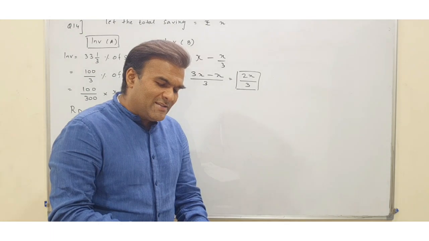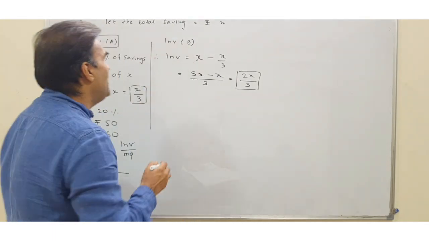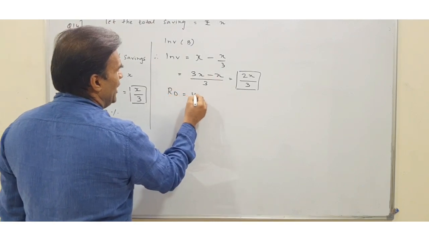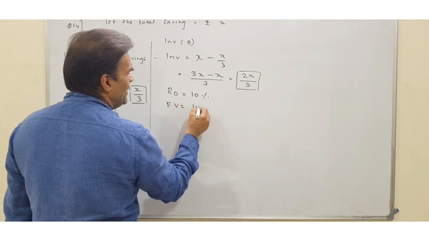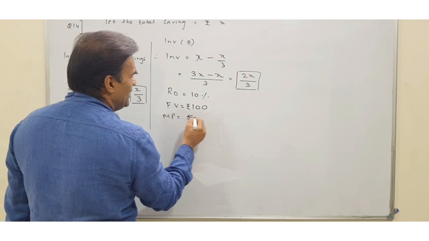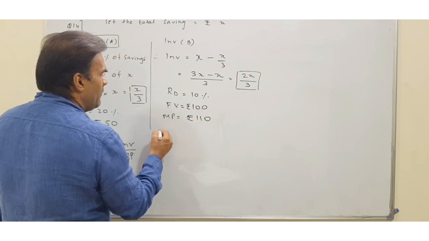Remainder of his savings in 10%, rupees 100 shares quoted at 110. Remainder of his savings in 10%. So rate of dividend 10%. Rupees 100 shares, so face value is rupees 100. Quoted at rupees 110. So can we find out the number of shares?